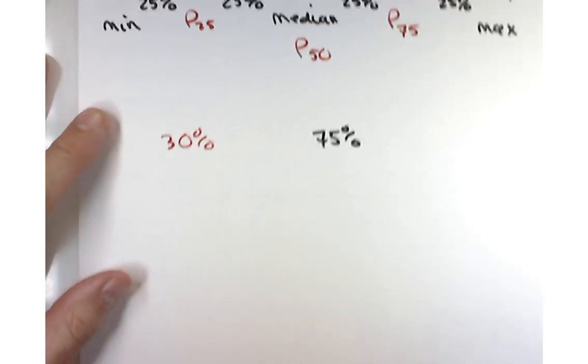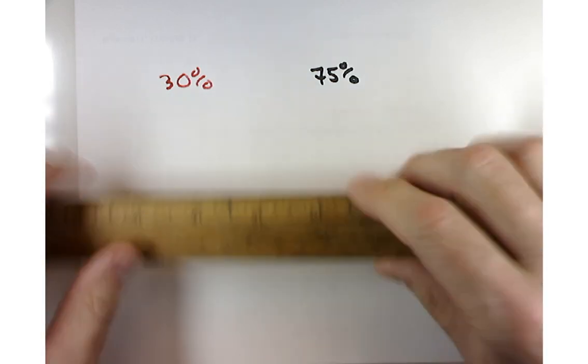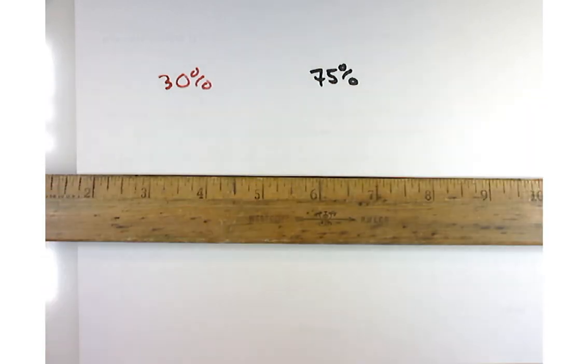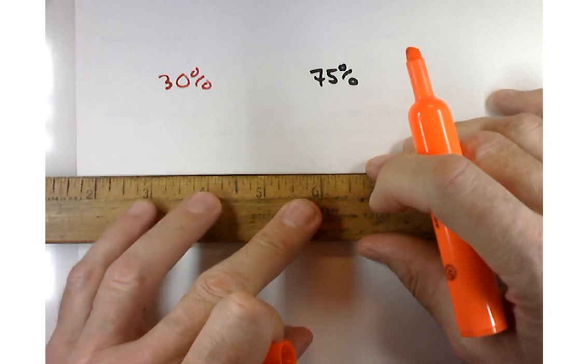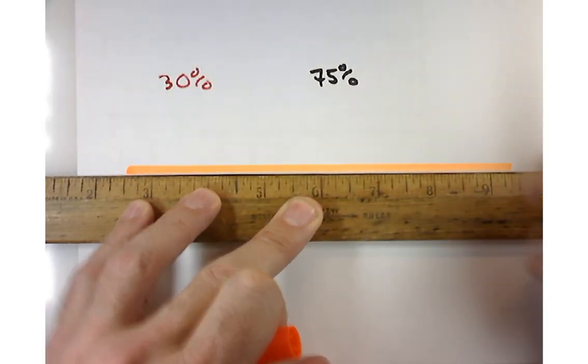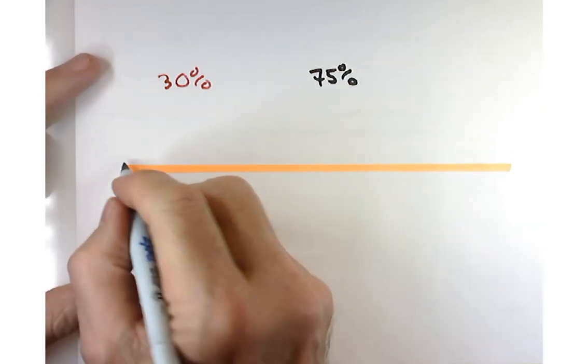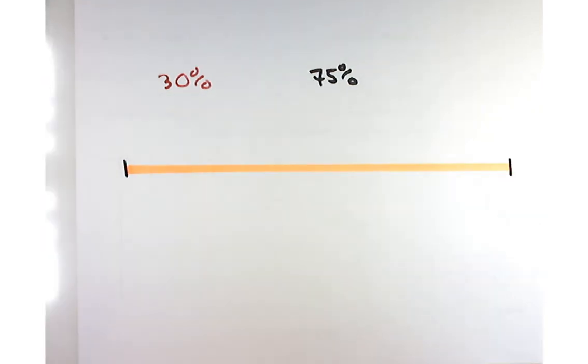Which one is better in terms of your finishing place for such a race? Which one would you rather have? Now, answer that question for yourself silently for a moment. Think about it. Then we're going to come back and talk to our neighbors about it. So which one is better? Assuming you want to do well, would you be happier in the 30th percentile or the 75th percentile? This is the kind of thing that I want you to know for percentiles. Which one is better?